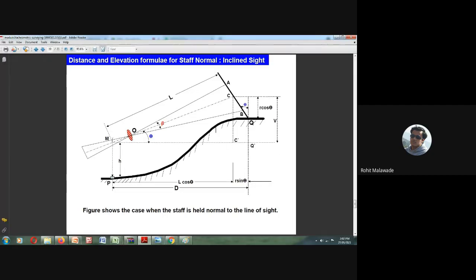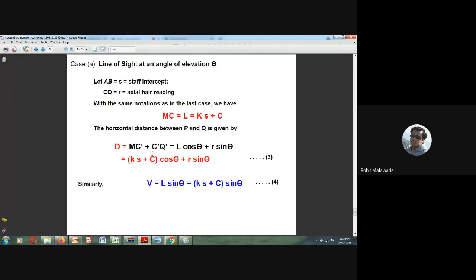In order to measure that, what will be our equation? MC dash plus C dash Q dash will become L cos theta plus R sin theta. But we already know that L is equal to Ks plus C. So we are applying L is equal to Ks plus C, into cos theta plus R sin theta. This is the formula that we are going to implement when we place the staff with an inclined line of sight.